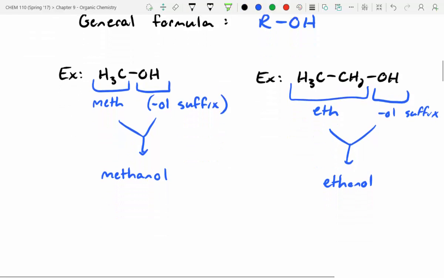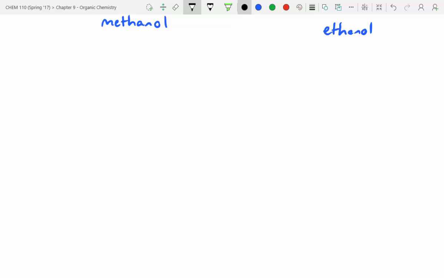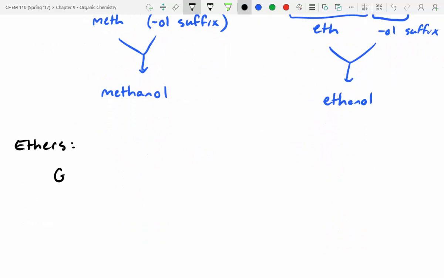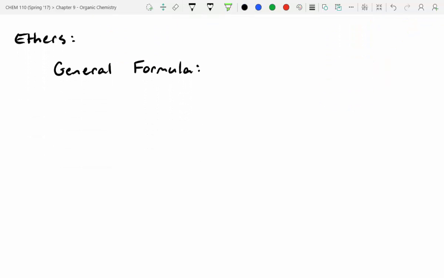All right, let's go to the next one. Ethers. So we just did alcohols. The general formula is really similar to an alcohol, but instead of an OH group, you have an oxygen between 2 carbons typically. So there's no OH group in an ether. That's how we distinguish an ether from an alcohol.